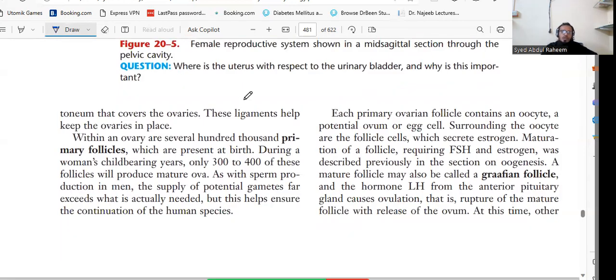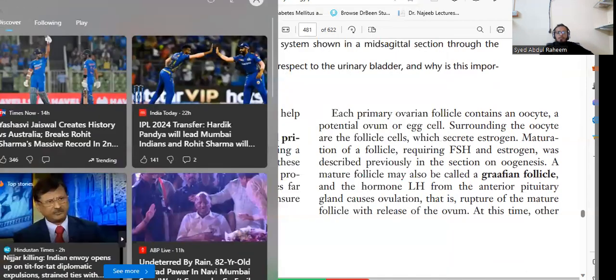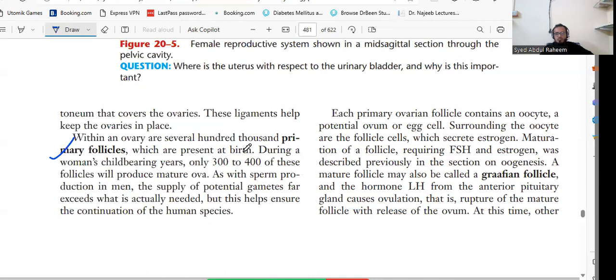Within an ovary are several hundred thousand primary follicles. In ovaries, we have primary follicles. Please remember all these things, very important. They are present at birth. During a woman's childbearing years, only 300 to 400 of these follicles will produce mature ova. As with sperm production in men, the supply of potential gametes far exceeds what is actually needed, but this helps ensure the continuation of the species.